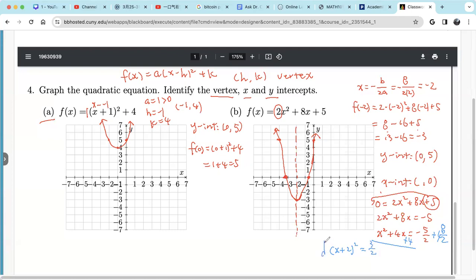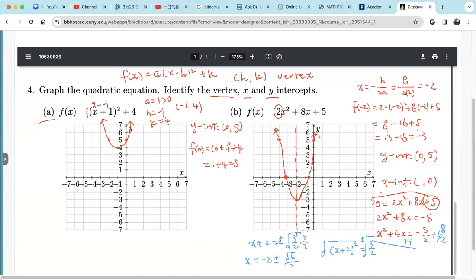Now I have a perfect square on the left-hand side. I can square root both sides. So I get x plus 2 equals positive negative square root of 3 over 2. Move 2 to the other side, I get x equals negative 2 plus minus square root of, well, let's multiply by 2 over 2. So we get square root of 6 over 2.